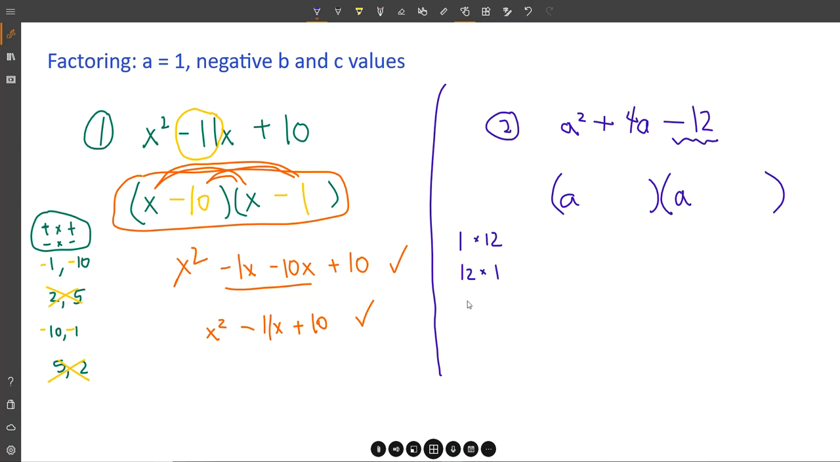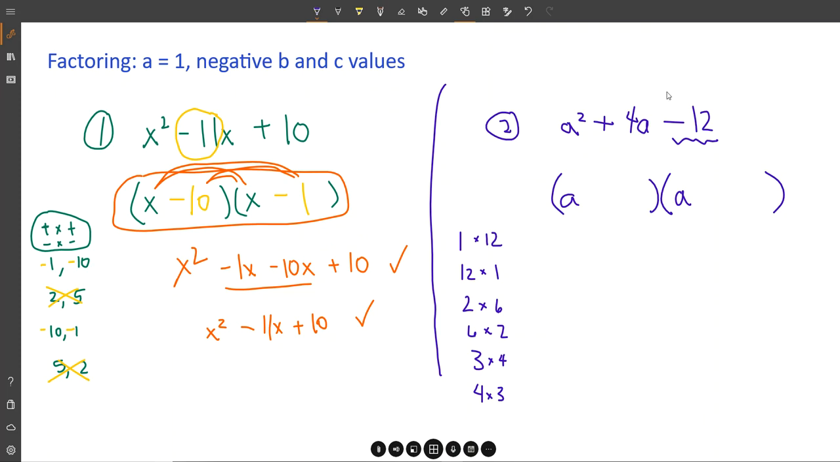Okay. I could do 2 times 6, or 6 times 2. I could do 3 times 4. These are all getting me up to 12, or 4 times 3. And that's it. I have no other factors of 12.